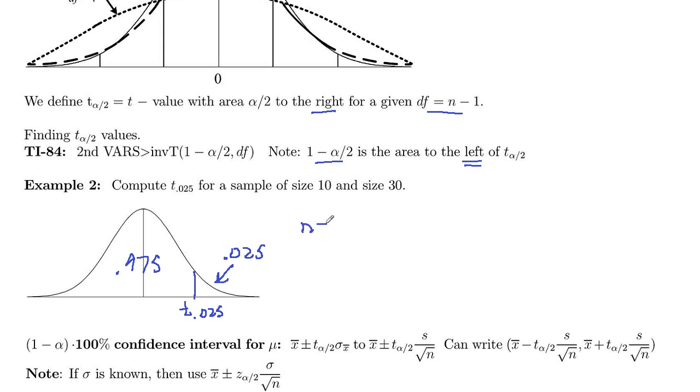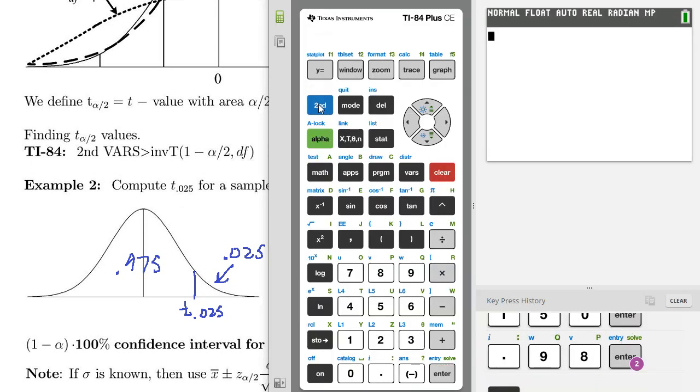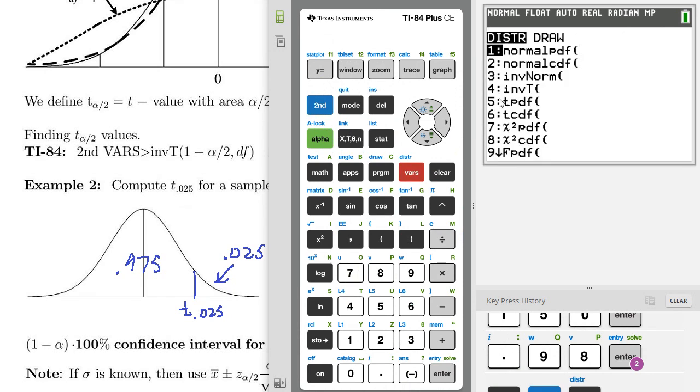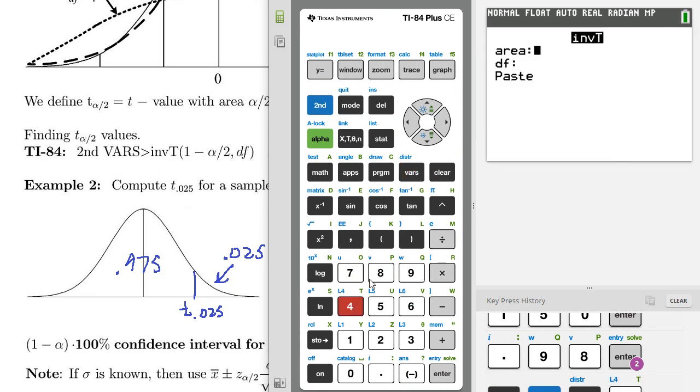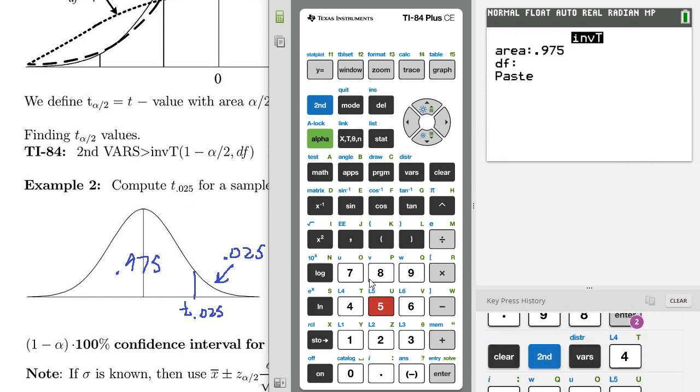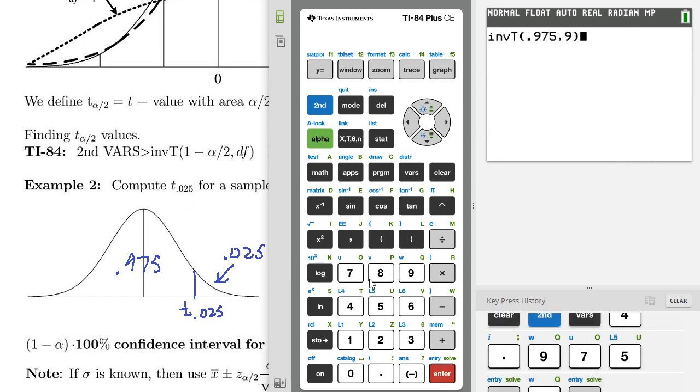So if n equals 10, then for our t.025, we're going to do inverse t. And then we put in our left area, which is 0.975, and then our degrees of freedom, 9, 1 less than the sample size. Let's go ahead and compute that. So second variables, go to the distribution menu, inverse t, number 4. Our area, that's left area, 0.975. Degrees of freedom, 9. We get 2.262.